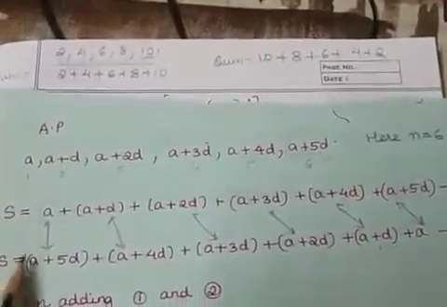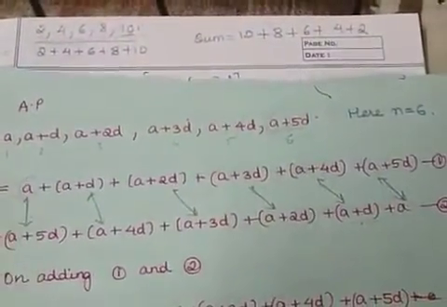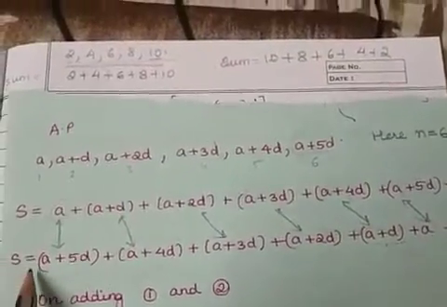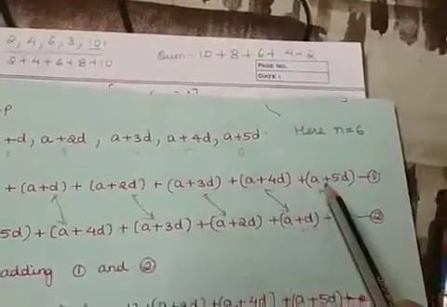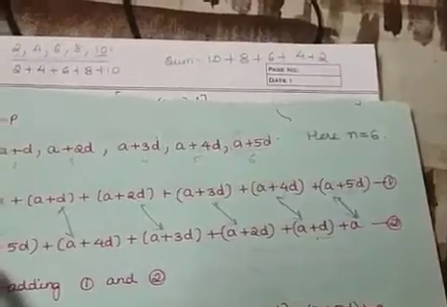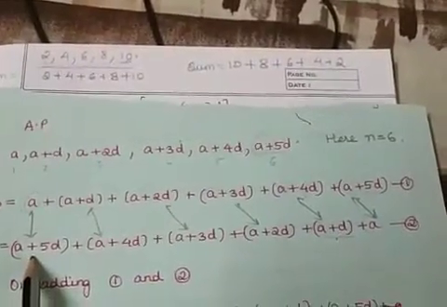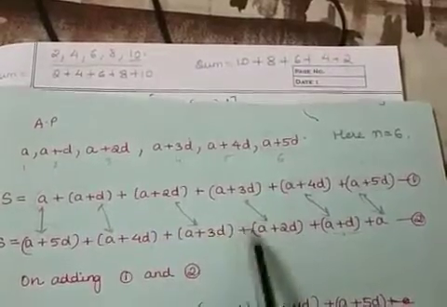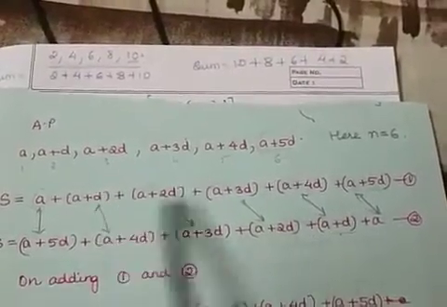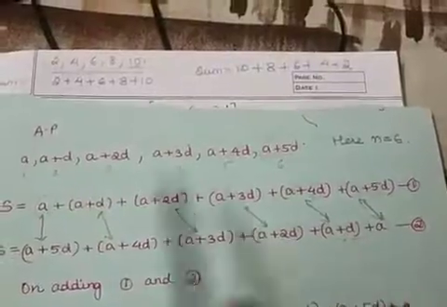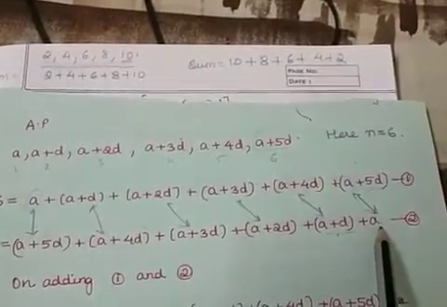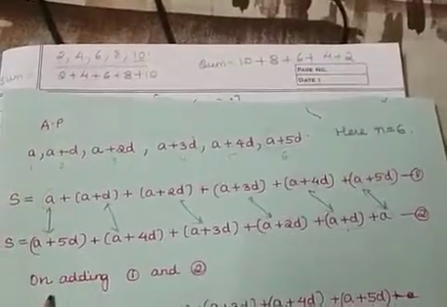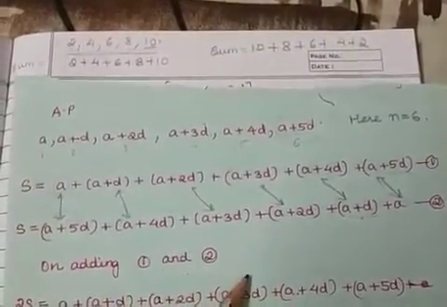So let us take the reverse of this, like we have done in the general case. So I get S is equal to a plus 5d, the last term will be your first term here. So I get a plus 5d plus a plus 4d plus a plus 3d plus a plus 2d plus a plus d plus a. So the first term has become your last term. Number this equation as 2. Now I will add equation 1 and 2.